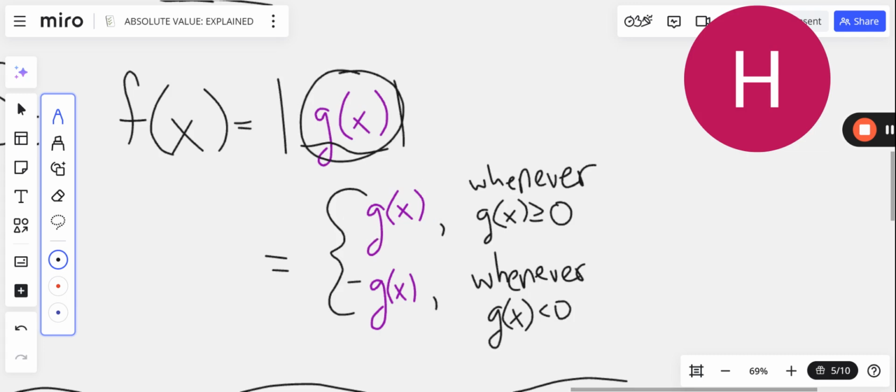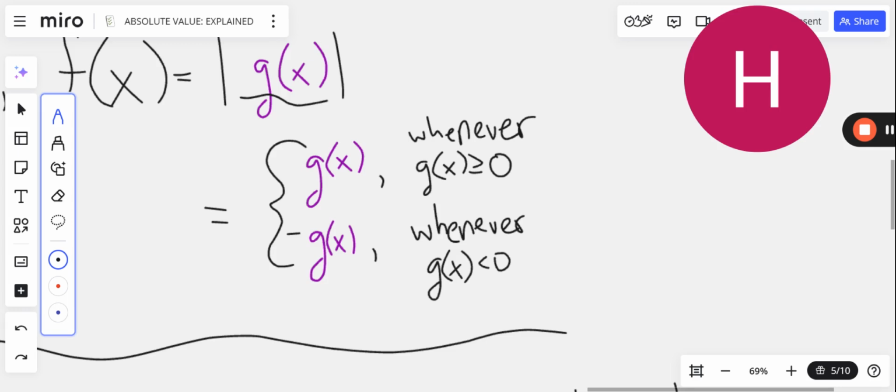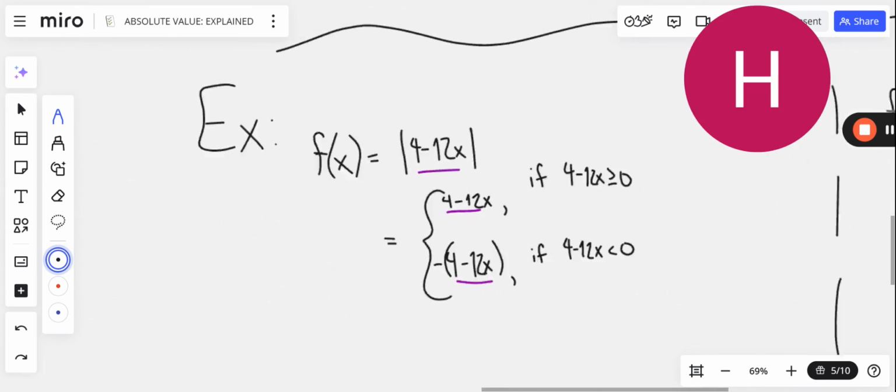Again, if the inside is positive, it doesn't need to get flipped. And if the inside is negative, then it does need to get flipped. That's why I put a negative on here, because this negative is going to flip it into a positive. And we're only doing that when we know that it's negative. So if we put a negative on a negative, it becomes a positive. That's what the absolute value does. It turns negatives into positives, and it leaves non-negative objects alone. It doesn't do anything to them. So yeah, let's take a look at an example.